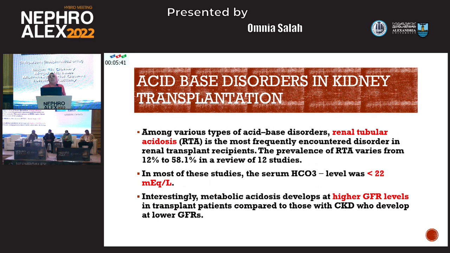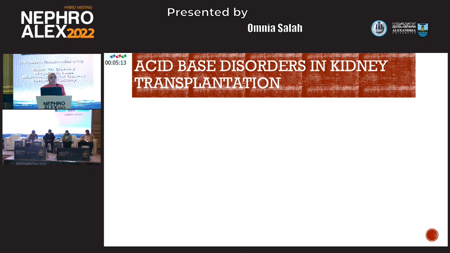What about acid-base disorders in kidney transplant patients? It's not studied well, but a few studies showed that renal tubular acidosis is the most frequently encountered disorder in renal transplant recipients, with prevalence ranging from 12 to 58%. In most of these studies, serum bicarb was less than 22. And interestingly, they found that this metabolic acidosis develops at higher GFR levels compared to CKD patients.